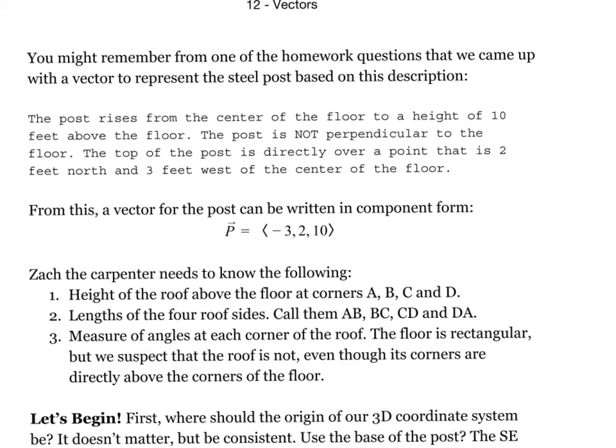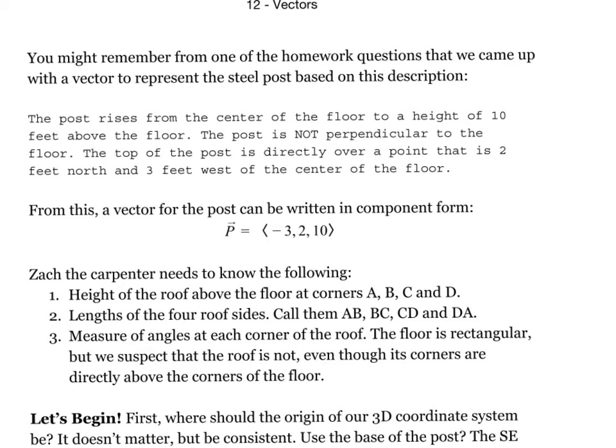Another way of visualizing this is if you took a piece of string with a weight on it and held it up at the top of the post and gently lowered the weight until it touched the floor, you would find that that point would be 2 feet north and 3 feet west of the place where the post touches the floor. So we're going to use this information to describe a vector that is used to model that post.